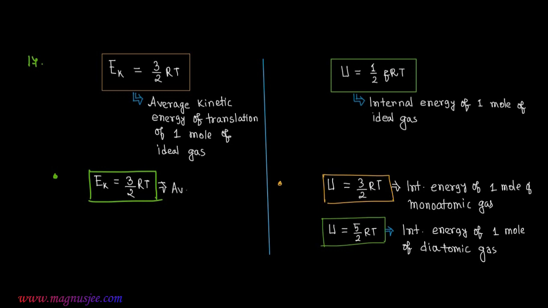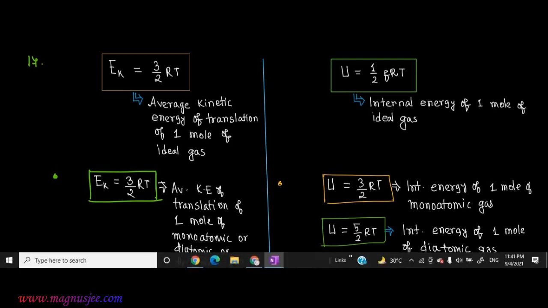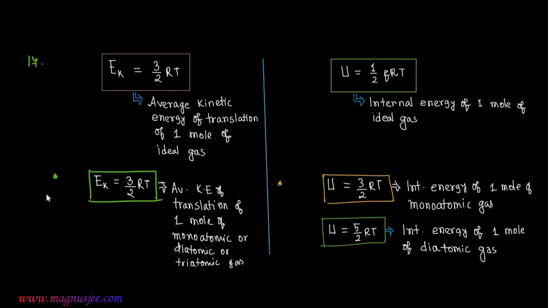And on the left hand side, Ek is always 3 by 2 RT, that is the average kinetic energy of translation for any type of gas. Ek is equal to 3 by 2 RT, the average kinetic energy of translation of 1 mole of monoatomic, diatomic or triatomic gas. Average kinetic energy of translation has the same formula for any type of gas, but internal energy will have different formulae for different types of gas.